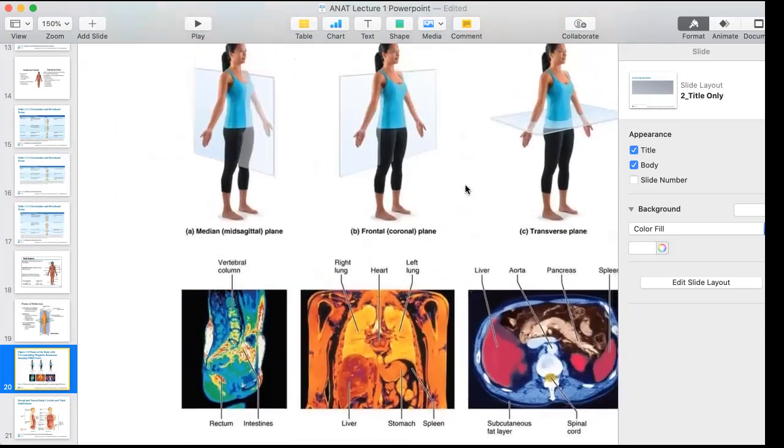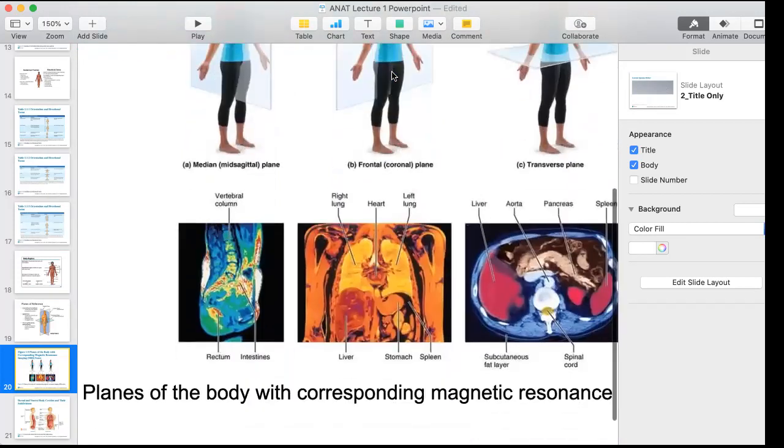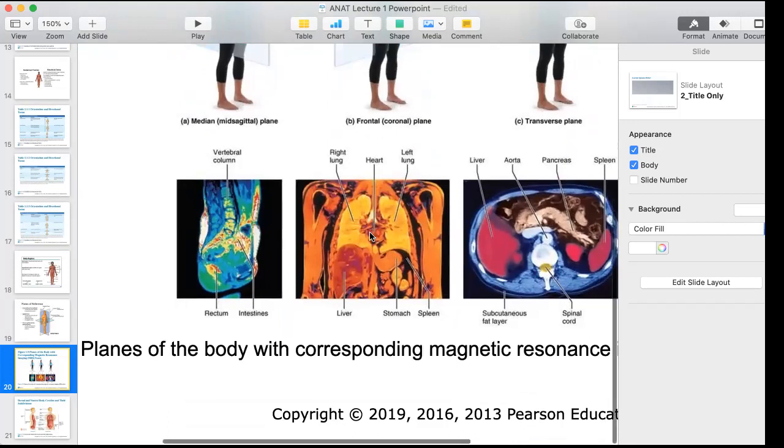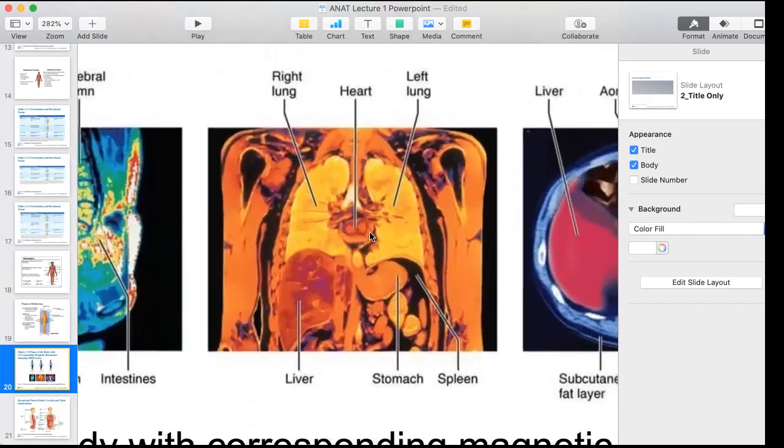Now, the frontal plane, this is the one that you'll be most familiar with in this class, where you are separating them into anterior and posterior. So it's like you are looking directly at the front or back of the person. And this is an example of an MRI or CT scan that is from the coronal plane.